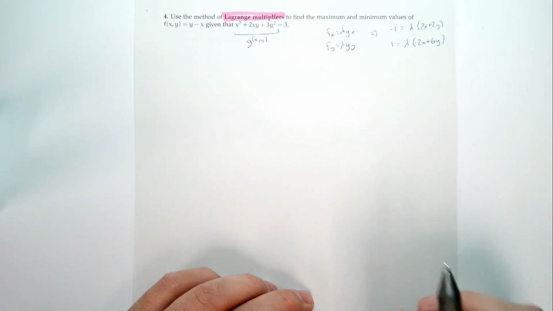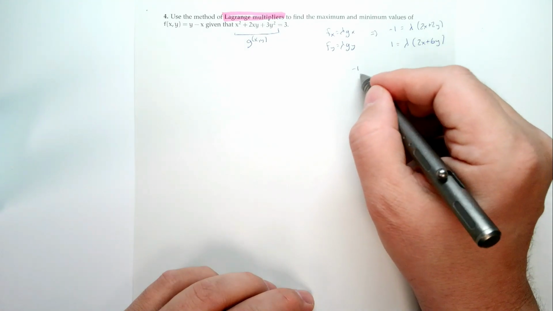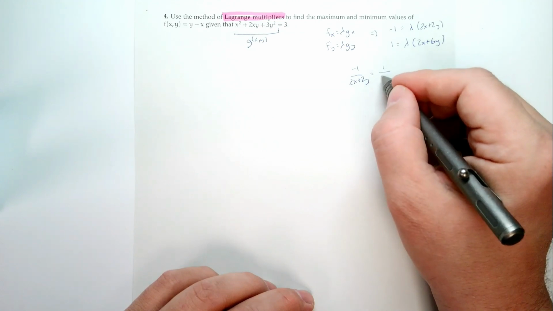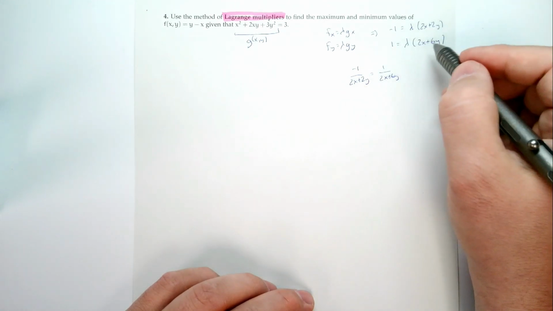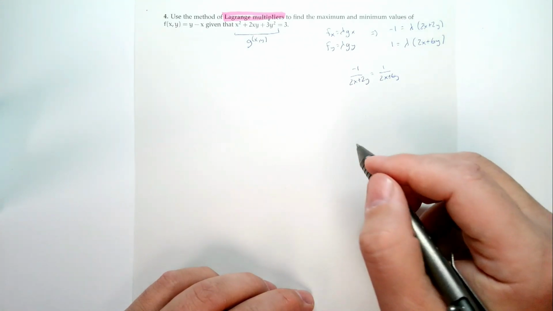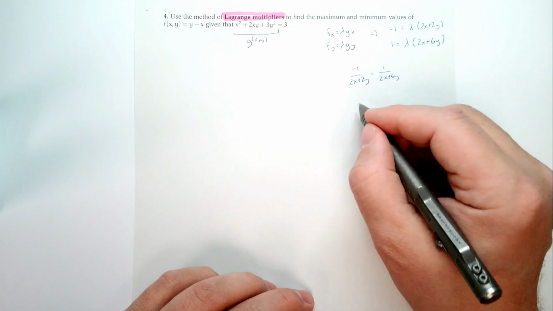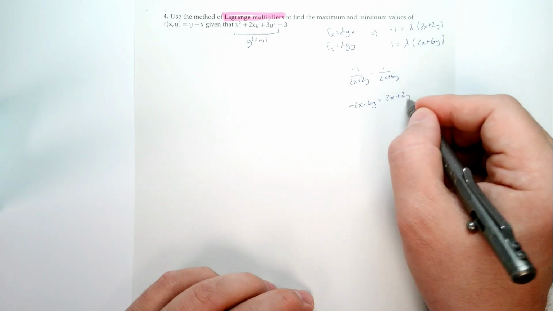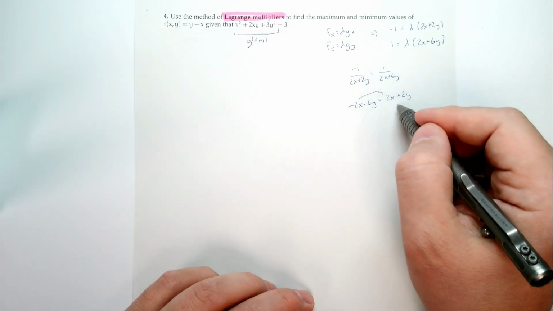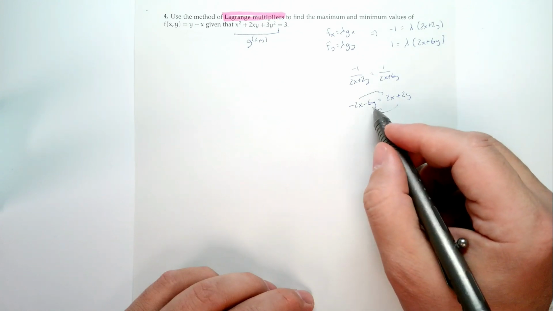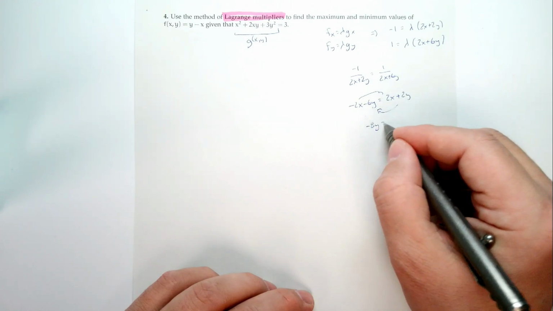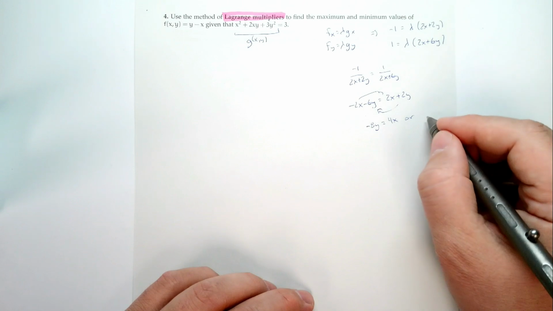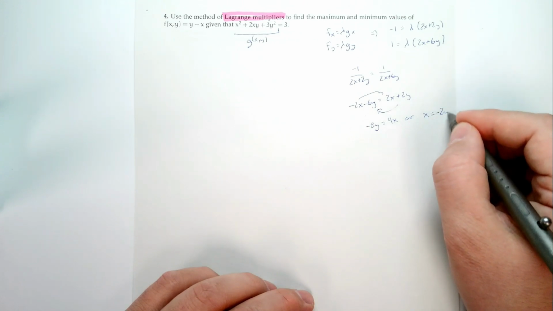So, when in doubt, solve for lambda. So we get that negative 1 over 2x plus 2y has to equal 1 over 2x plus 6y. So notice I just divided across. Now from here, clear your denominators. So minus 2x minus 6y equals 2x plus 2y. And we move some things around. And if we do that, we're going to get that minus 6y minus 2y is minus 8y equals 2x plus 2x equals 4x. Or we can say that x has to equal negative 2y.